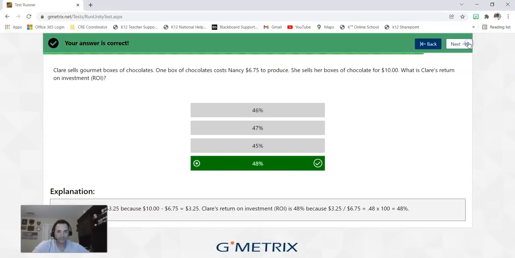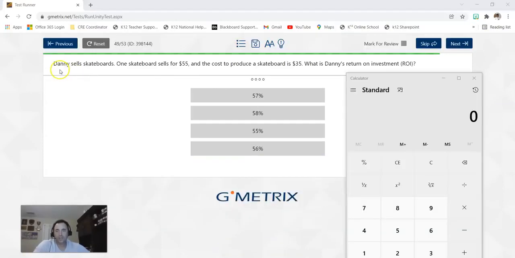And there you go. Okay, Danny sells skateboards. One skateboard sells for $55, and the cost to produce the skateboard is $35. What is Danny's return on investment? So the return on investment is he invested $35 to make $55. So his profit is the difference between $55 and $35, which is $20. So $35 to make $20 profit is what your ROI is.